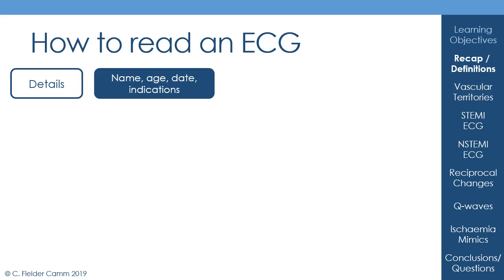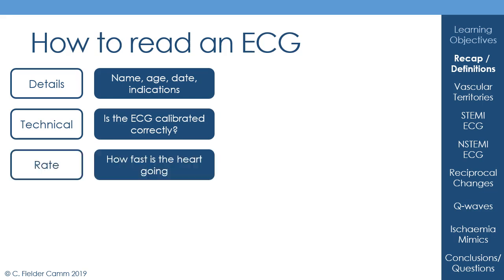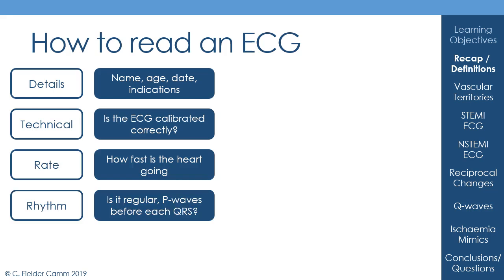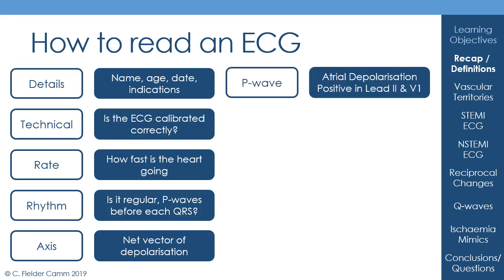So we should start our interpretation by going through the details, the name, age, date, and hopefully indication for the ECG, confirming whether the ECG is calibrated correctly, looking at the ventricular rate, then the rhythm, and particularly whether we've got P waves preceding each QRS, and whether those P waves are upright in lead 2 to suggest that it's sinus rhythm, what the overall cardiac axis is, remembering that leads 1 and 2 are probably sufficient to do that, and then moving on to the waves and segments themselves.